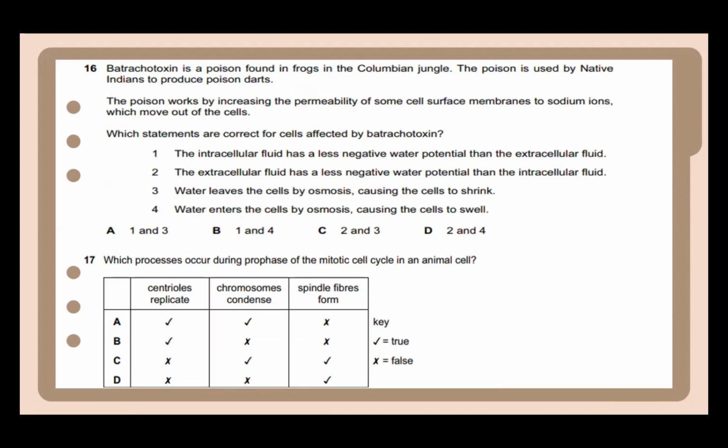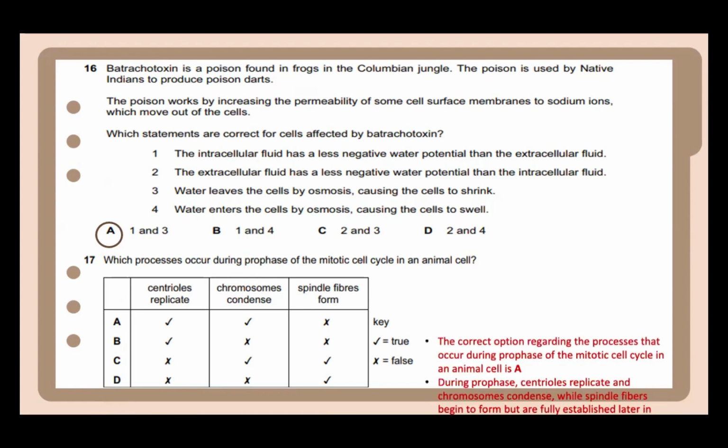Batrachotoxin is a poison found in frogs in the Colombian jungle. The poison is used by the native Indians to produce poison darts. The poison works by increasing the permeability of some cell surface membranes to sodium ions, which move out of the cells. Which statements are correct for cells affected by batrachotoxin? The correct statements are 1 and 3.